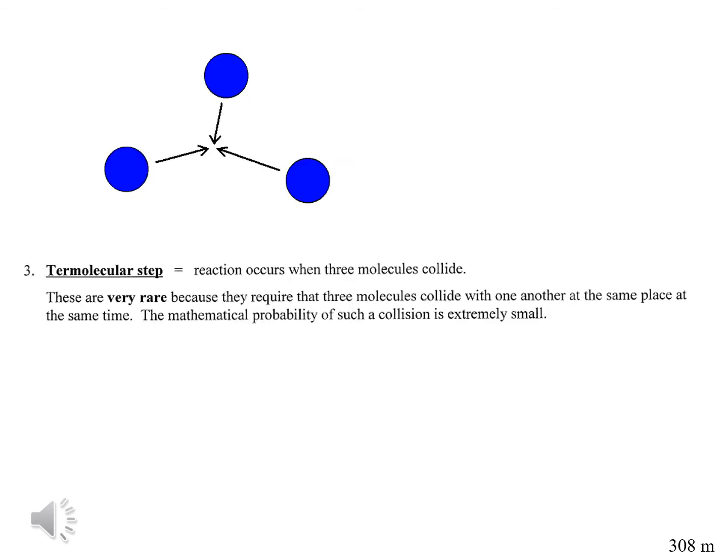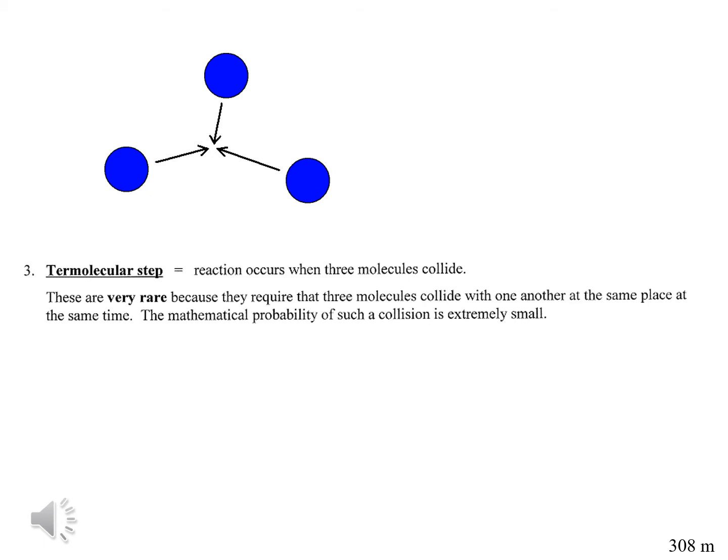There are sometimes termolecular steps in mechanisms where three things collide at one point, but they're very rare because it's a lot less probable for three things to collide with each other than for two to collide. And so we're not going to look at any termolecular steps because they're always very slow and they are rare.